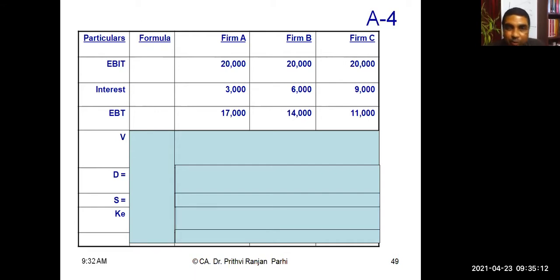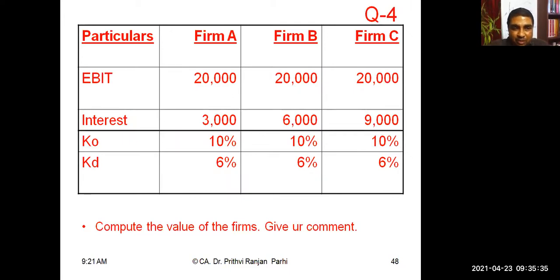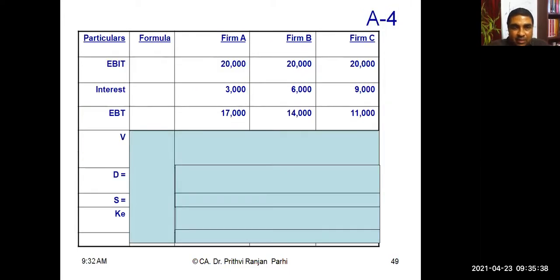Now we will be computing value, debt value, equity value, and cost of equity. To compute these things, the formulas that we have learned will be useful to us. First, let us compute the value. Since EBIT is given to us, KO is also given in the question. KO is 10%. In all the cases, KD is 6%. So please try to compute V. V is equal to EBIT by KO. KO is 10%. So please compute the value of the firm. Do it quickly.